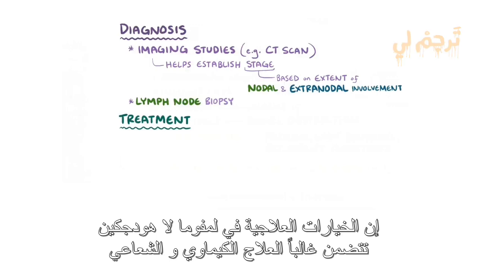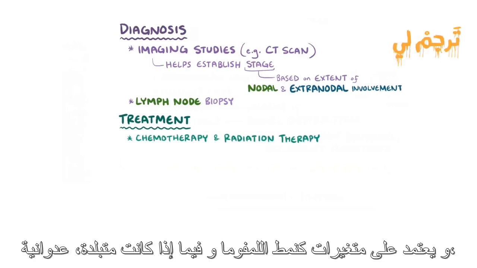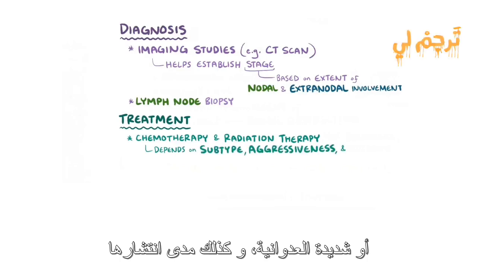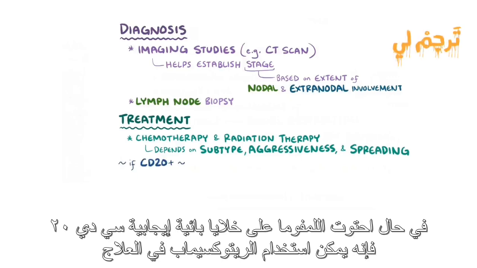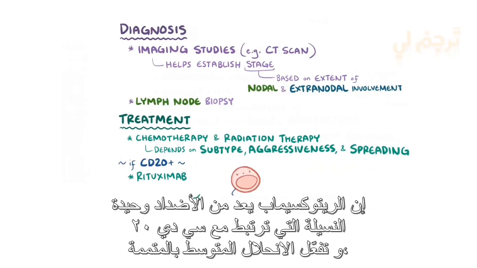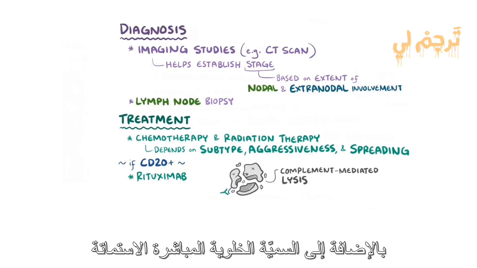Treatment options for non-Hodgkin lymphoma mainly consist of chemotherapy and radiation therapy, and depends on things like the lymphoma subtype, whether it's indolent, aggressive, or highly aggressive, and how far it's spread. If the lymphoma has CD20 positive B cells, rituximab can be used. Rituximab is a monoclonal antibody that binds CD20 and induces complement-mediated lysis, as well as direct cytotoxicity and apoptosis.